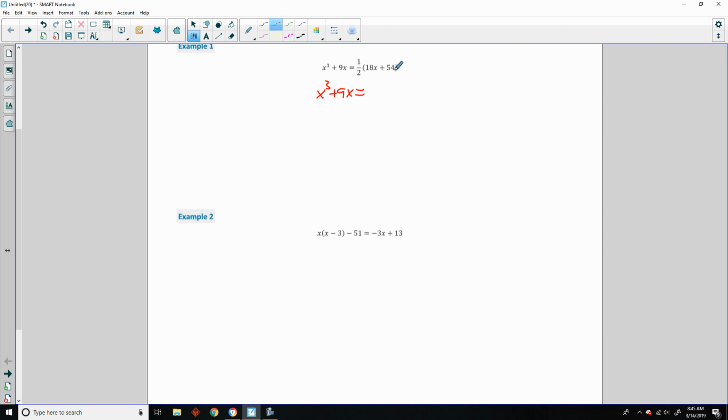I have a half times a quantity, that is the distributive property. 1/2 of 18x is 9x. 1/2 of 54 is 27. When I'm solving for radicals, if I notice my linear terms are equivalent on each side, and I move all my x's to one side, that's our goal, to get all the x's on one side and all the numbers on the right, that will leave me with x cubed. My linear terms cancel. 9x minus 9x is 0, and I get x cubed equals 27.